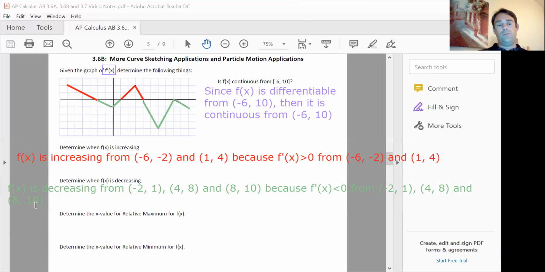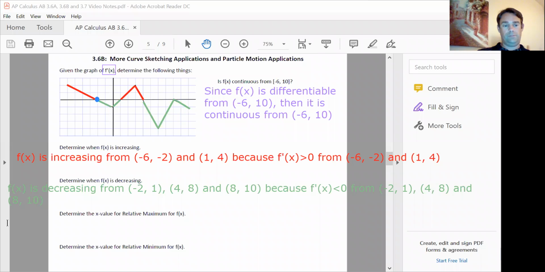All right, next up. Relative maximum. That is when our graph goes from positive to negative, a positive derivative to a negative derivative. So positive derivative to a negative derivative, or from red to green. Turns out right here, that's not the color I wanted. Whoop, let's try that again. Right here, I have a relative max.